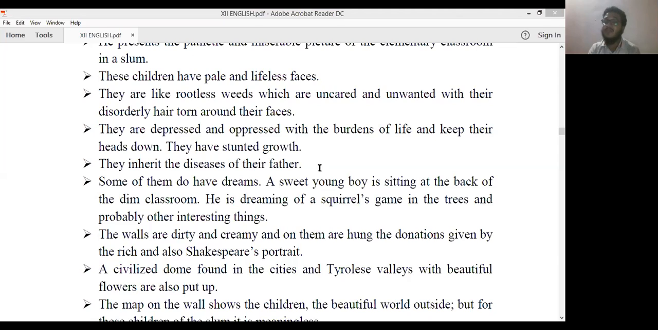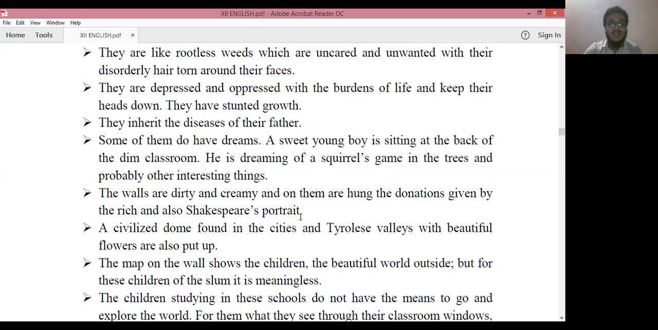He's observing from the class, his hope of living, his desire of living. He's mentioned as other interesting things what these children have over, meaning they are not able to think, they're not able to understand what they can live or think about. The next one, the walls are dirty and creamy, and on them are hung the donations given by the rich and also Shakespeare's portrait.